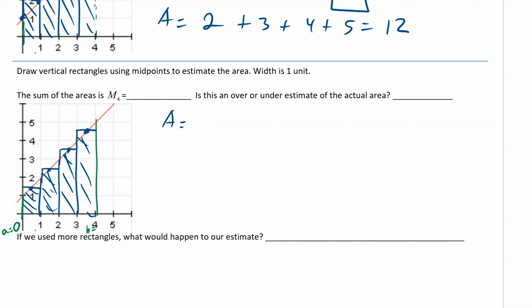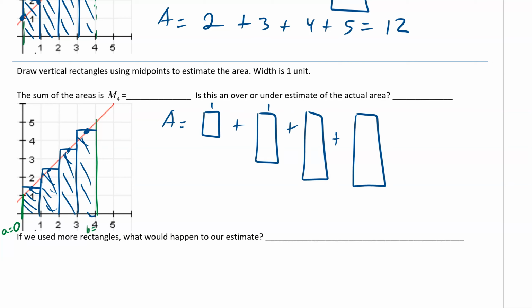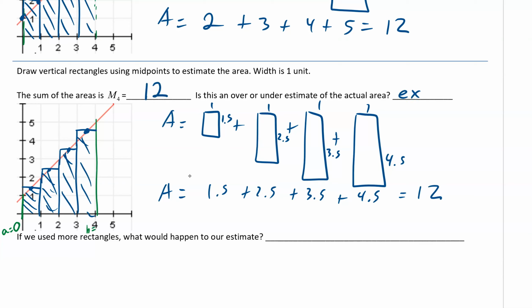And then again, the area is the same thing. We're going to find the area of the first rectangle, the next rectangle, next, and the next. And they're all a width of 1, just like before. But the heights now are 1.5, 2.5, 3.5, and 4.5. And what that's being done is if you plug 0.5 into our function, we get 1.5. Plug 1.5 into our function, we get 2.5. But our areas are 1.5 plus 2.5 plus 3.5 plus 4.5, which gives us an area of 12. So that means it's 12, and this is an exact, actually.